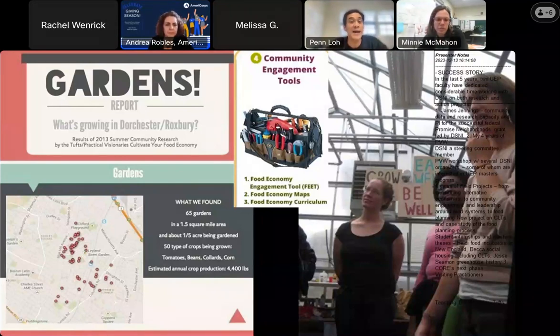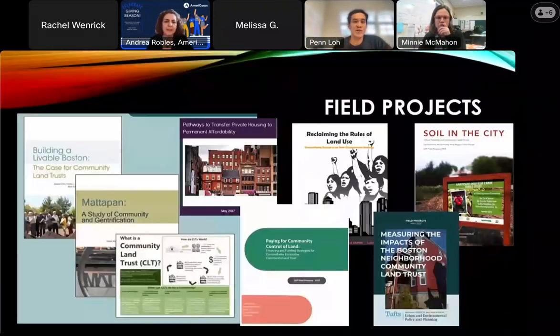And the snapshot we came back with was incredible: 65 gardens within a very small area growing something like over 2 tons of produce. Again, showing that these assets were already happening in the neighborhood. Why don't I pause with that? Because I think there's a lot more we've planned to talk about, and we can maybe advance to the next slide and the next question.